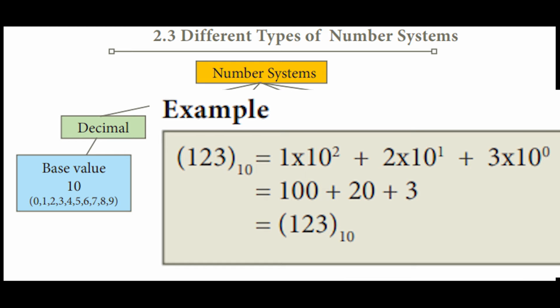Now we saw this for the decimal number. Decimal number has the base 10, so for the base 10 you give the position as the power. If 3 is in the 0th position, 3 into 10 power 0. 2 is in the first position, 2 into 10 power 1. Then 1 is in the second position, means 1 into 10 power 2, right? So the value is 100 plus 20 plus 3, so it is 123 to the base 10. Okay, understood? This is about the decimal number system, right?